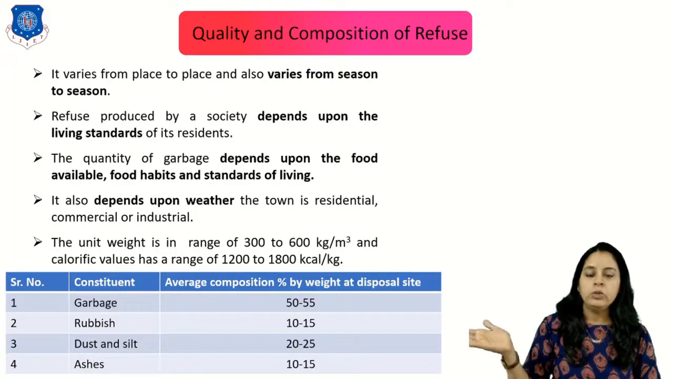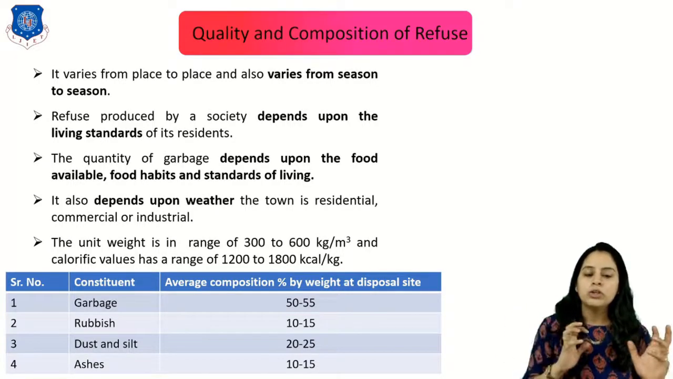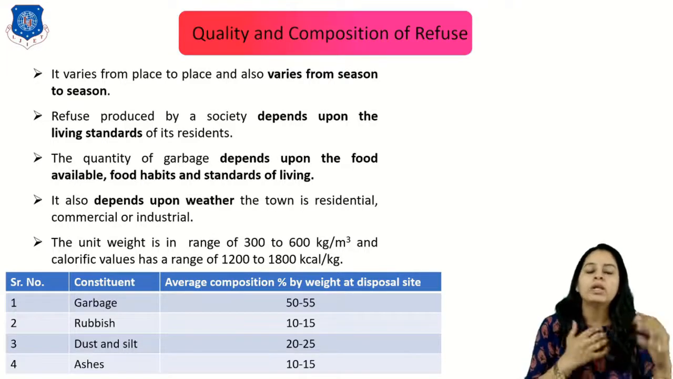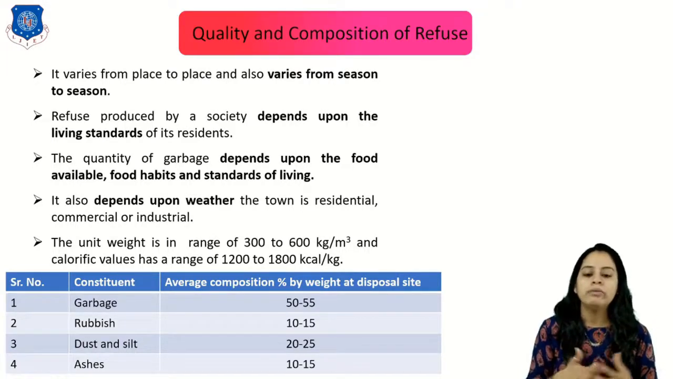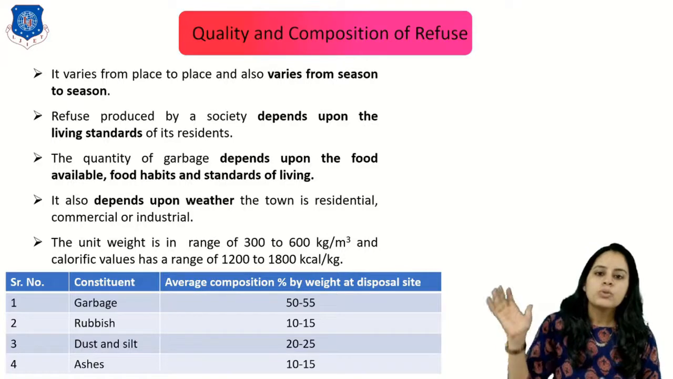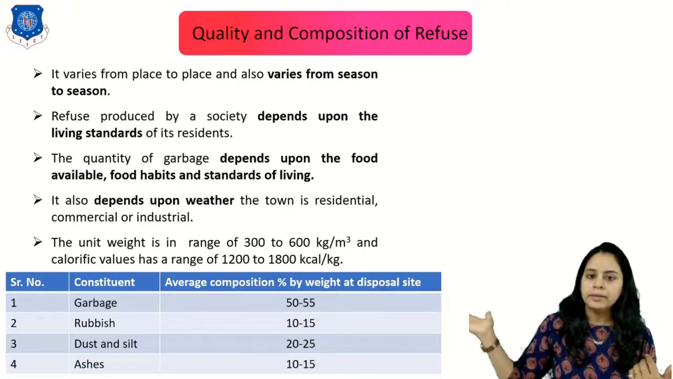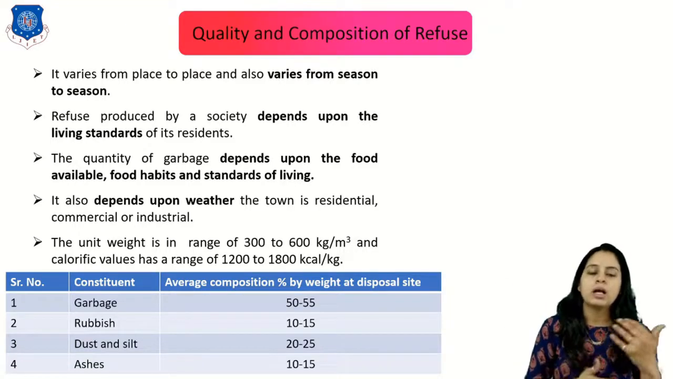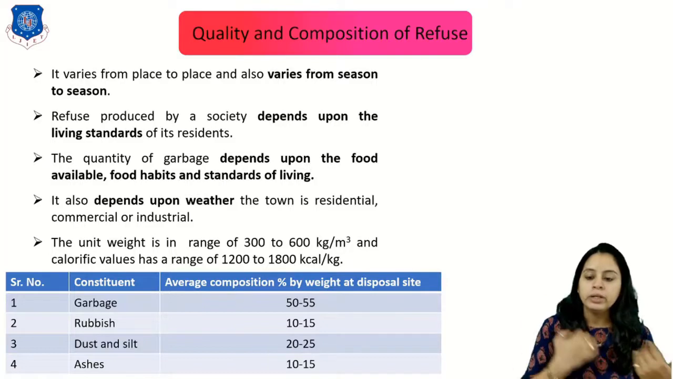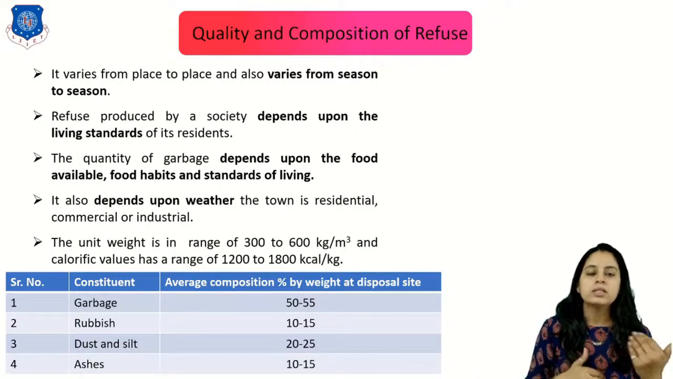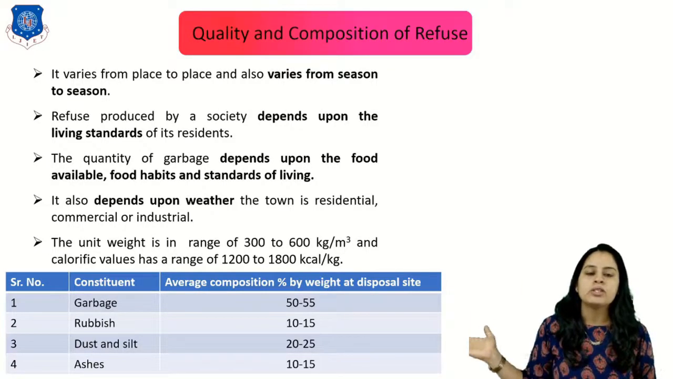Here on screen you can see the table. In this table are the constituents and the average composition percentage by weight at the disposal site, right? The first is garbage, with a composition percentage of 50 to 55, and the second is rubbish, which is 10 to 15. Then dust and slate is 20 to 25, and the ashes are 10 to 15%, right?